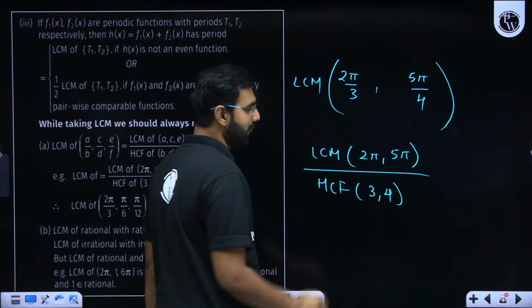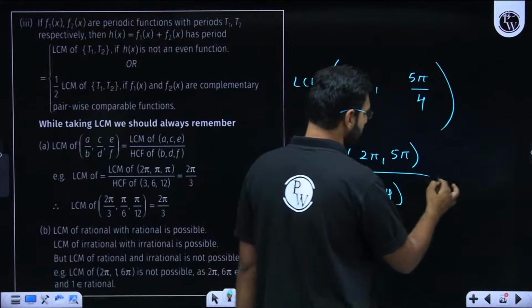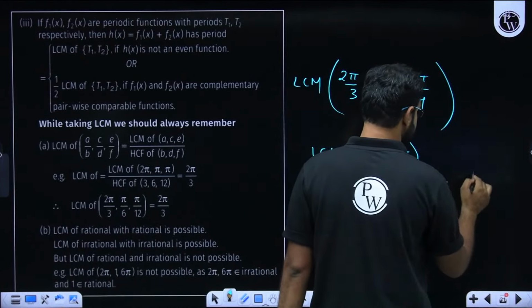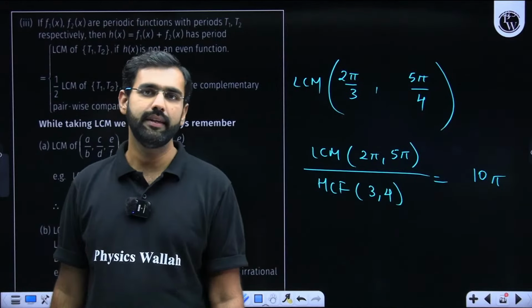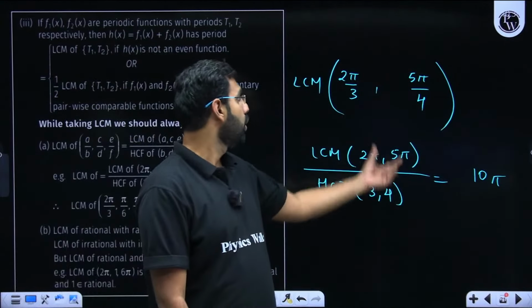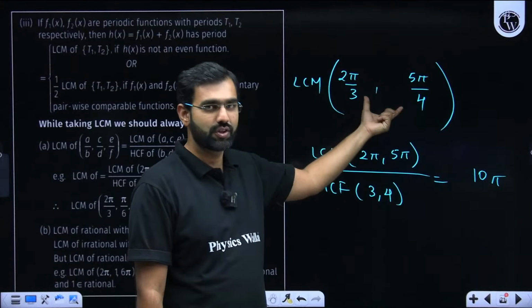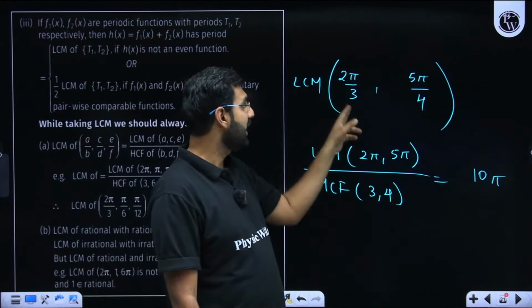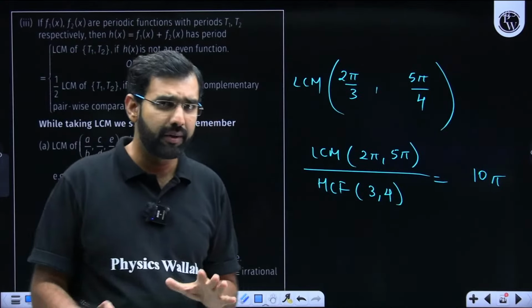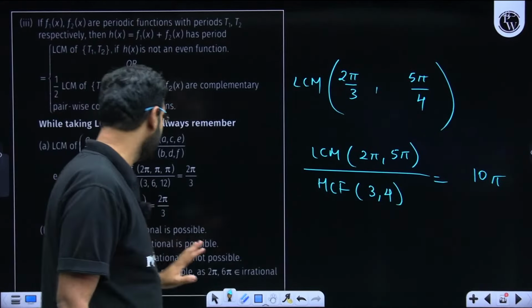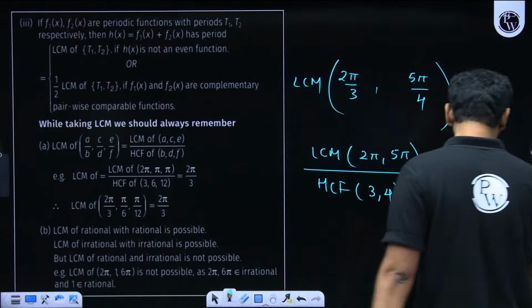So for 2 pi and 5 pi, the LCM will be 10 pi in the numerator, and the HCF of 3 and 4 is going to be 1. So 10 pi by 1, that will be the period of the sum or difference of those two functions which are having their individual periods as 2 pi by 3 and 5 pi by 4. Everybody got that? All the participants, are we clear on this? Now moving ahead from here, what do we see next?